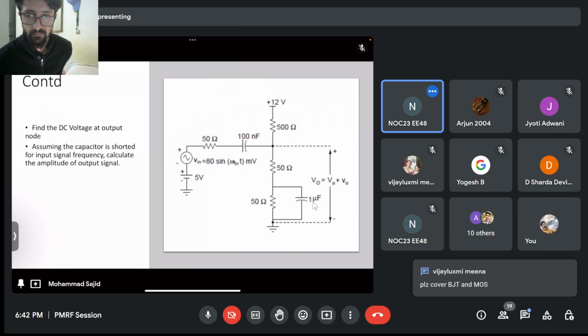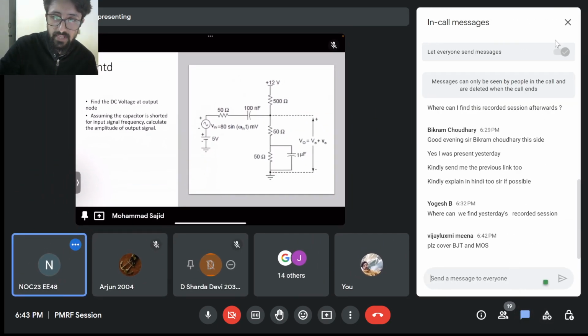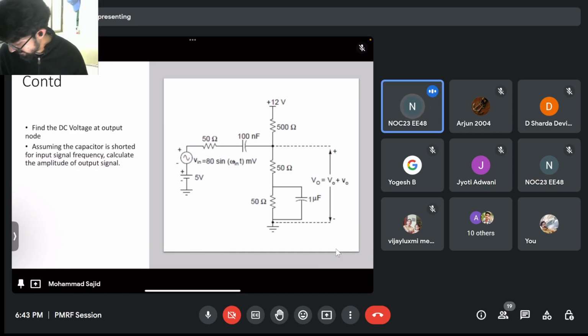Somebody has asked, please cover BJT and MOS. Okay, that will be covered. Yes, those things will definitely be covered. Presently, what they are doing is more like a prerequisite of this course.